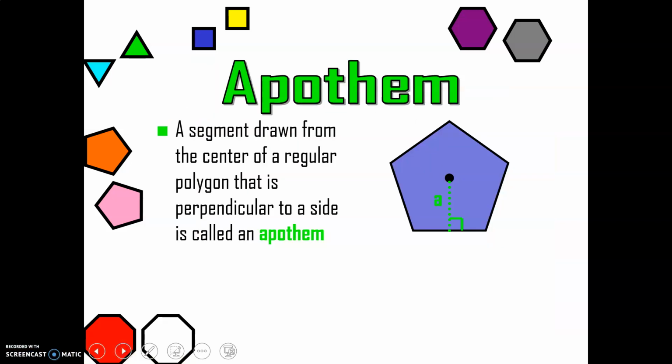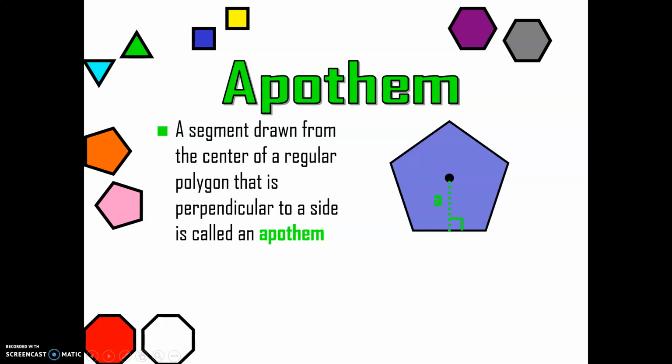Now, we first need to define this term called the apothem. And the apothem is basically a segment that is drawn from the center of your regular polygon, and it is perpendicular to the side. Okay, so notice it lands right in the middle, and it actually will bisect this entire side length, and that's called the apothem.